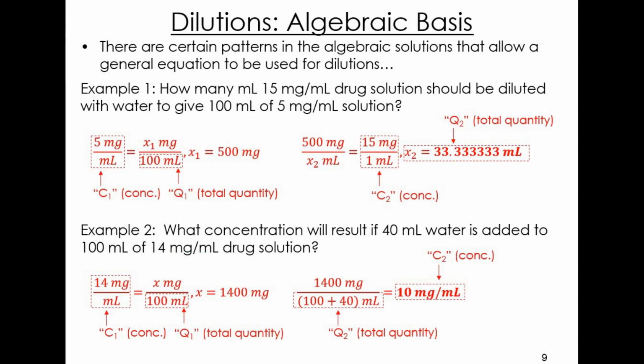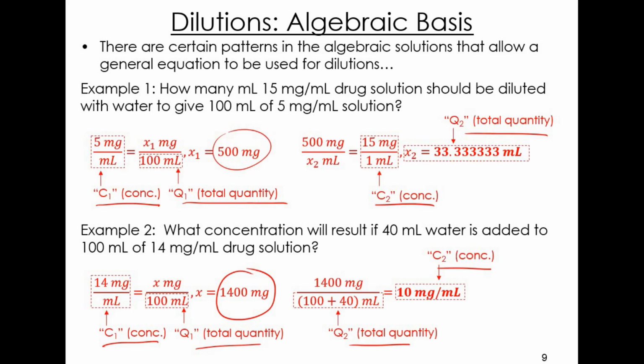If we note where concentrations and quantities appear in the algebraic solutions, for example by using a C for every time there's a concentration, and using a Q for every time we have a quantity, certain patterns appear. So in the first step, we multiply a quantity and concentration together to get a total drug amount. In the second step, we divide the total drug amount by a concentration to get a quantity, in this case, or we divide by a quantity to get a concentration, in this case.